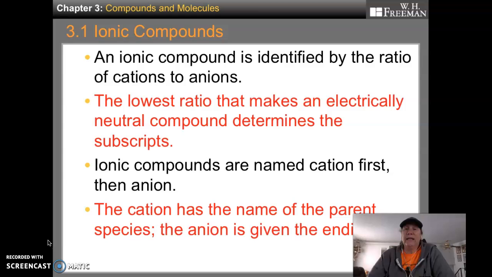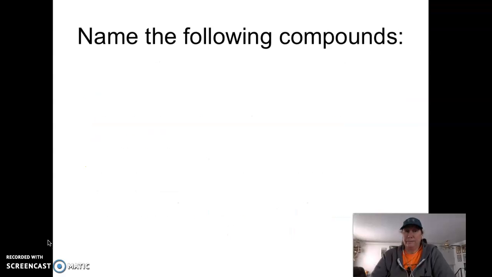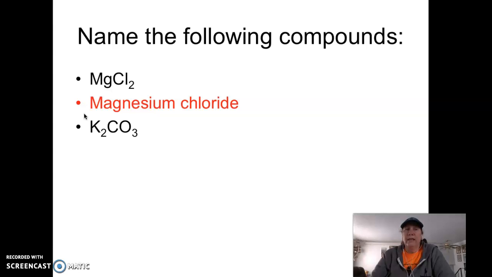Again, the name of the first one you leave alone, the second one you change the ending to IDE. So MgCl2, Mg is magnesium instead of chlorine, chloride. And I'll have a chart in this that has the ion names, so make sure you download that. It's really handy when you're naming compounds. K2CO3, I have 3 capital letters so that I know there's a polyatomic ion, so I look up CO3, and that's carbonate. So this would just be potassium carbonate.